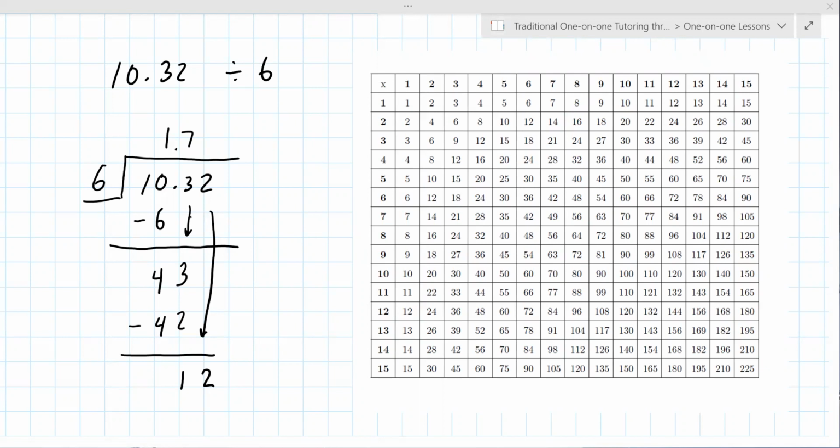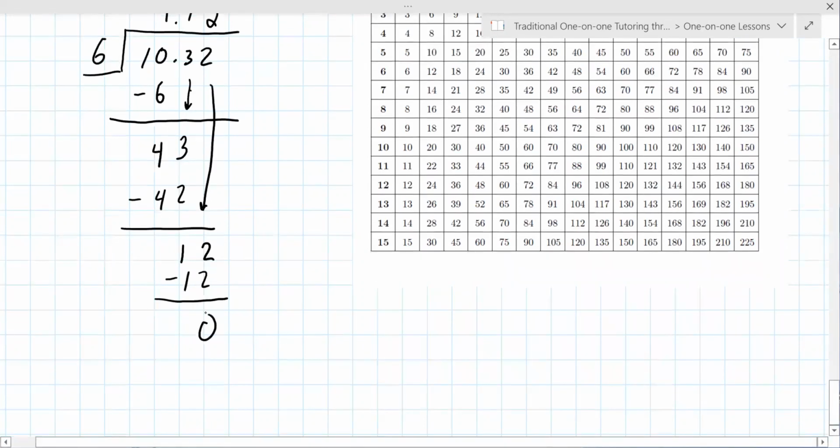Nope, because you can keep going here. Does 6 go into 12? 6 going into 12. Yeah, 2 times. 2 times 6 is 12. You get 0.